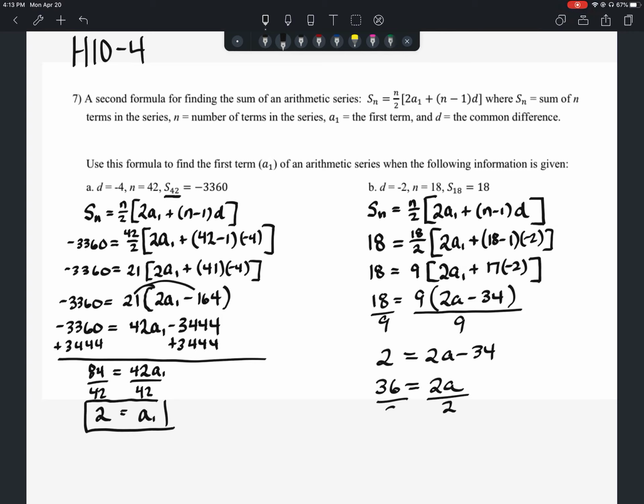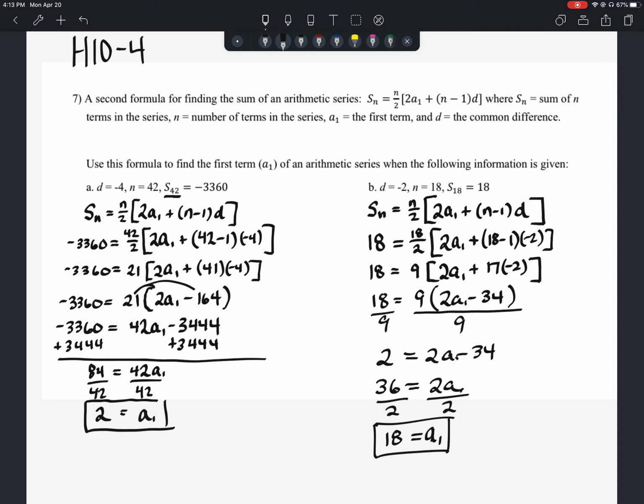So on this one, it looks like 18 will be our a sub 1 there. Somehow I lost my sub 1 as I was going through it, but you know what I'm doing. So 18 is the first term in that series.